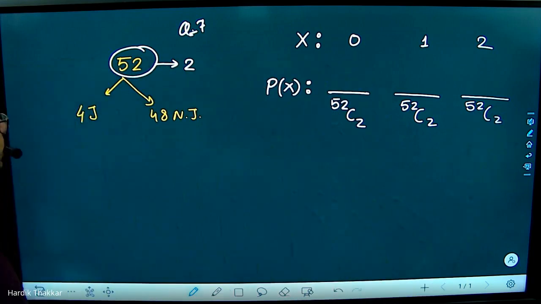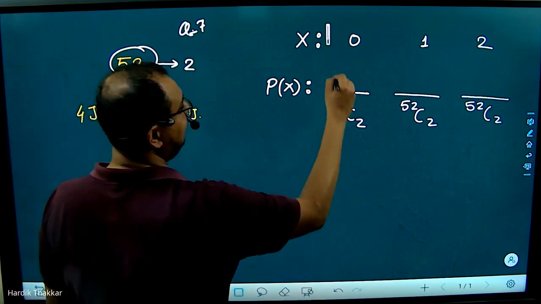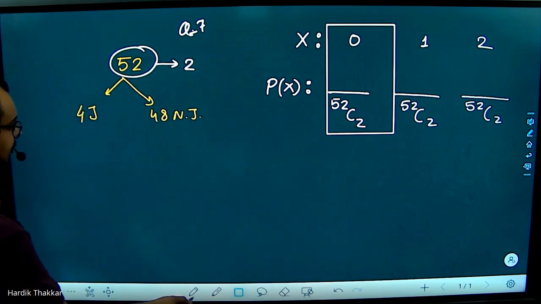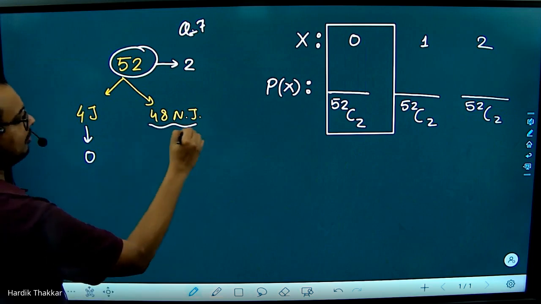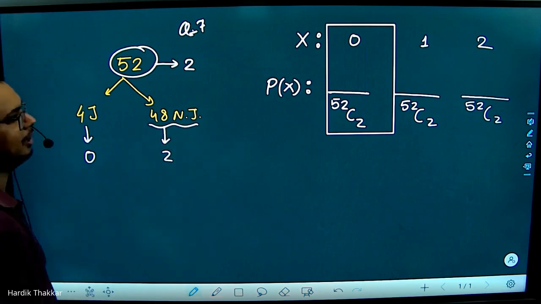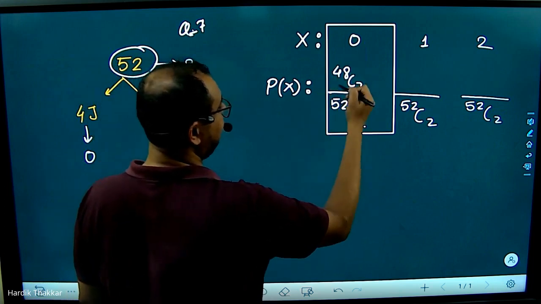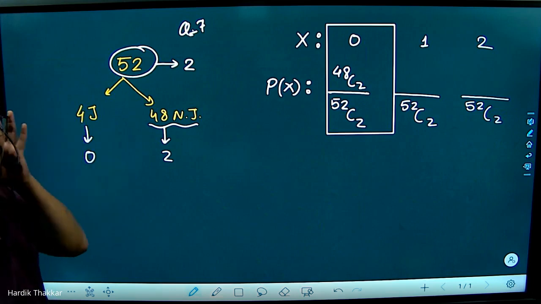But in the numerator, the first thing is we must have zero jacks. It means zero cards must be selected out of these four, and two cards must be selected out of these 48. So the favorable outcome will be 48C2. We can leave out 4C0 because this value is already 1.